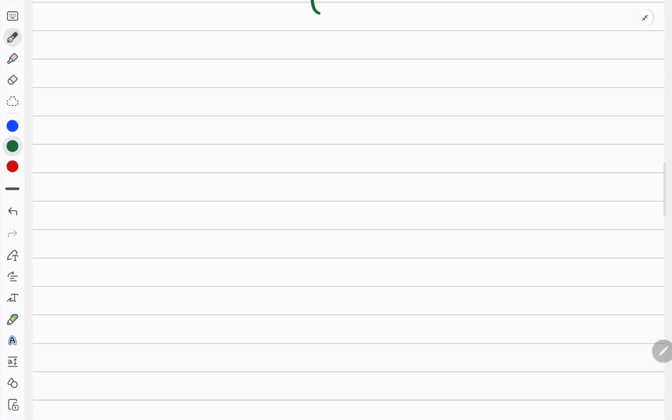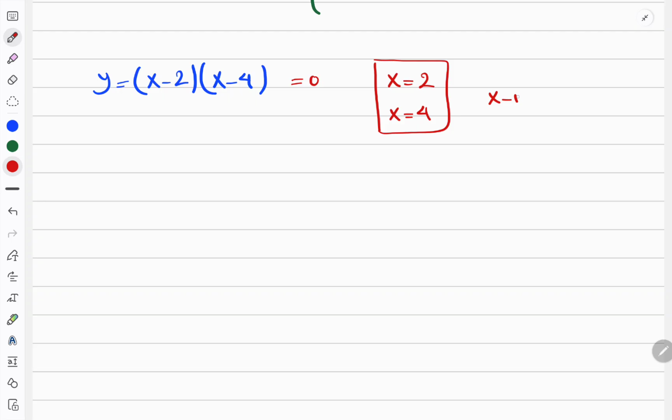Okay. And now I'm going to talk about quadratic graphs and another strategy to sketch a parabola. Consider y equals (x minus 2) times (x minus 4). This graph has two x-intercepts, because if you set this equal to 0, the first one is positive 2 and the second one is positive 4. These are two x-intercepts of this parabola. But I need more points for graphing this parabola.